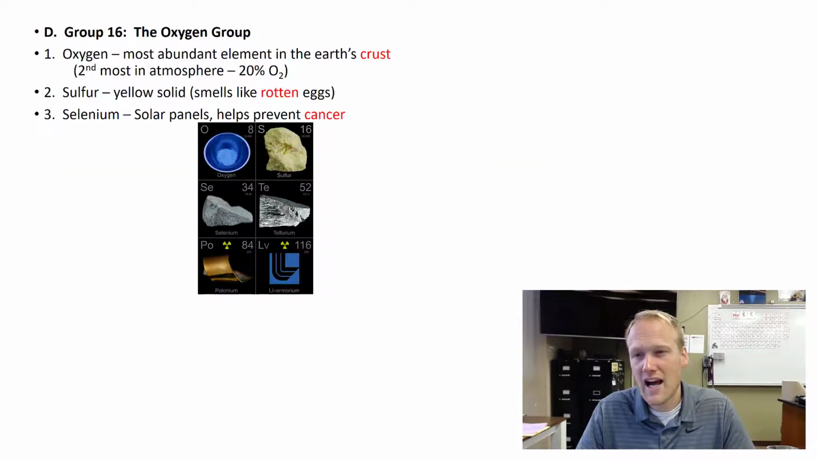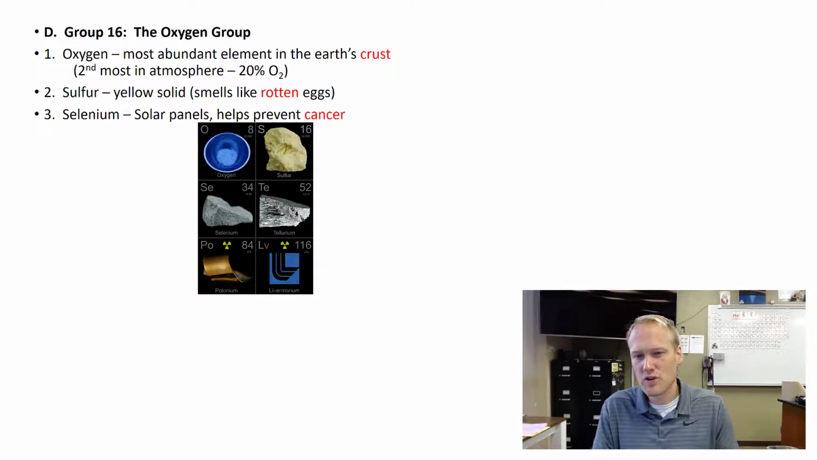Group 16 is the oxygen group. Oxygen is the most abundant element in the Earth's crust, which seems counterintuitive, like oxygen's a gas. Why would it be most abundant in the crust? It's because of everything oxygen bonds to. Remember, silicon dioxide is a very abundant compound in the Earth's crust. That's 2 oxygens for every molecule.